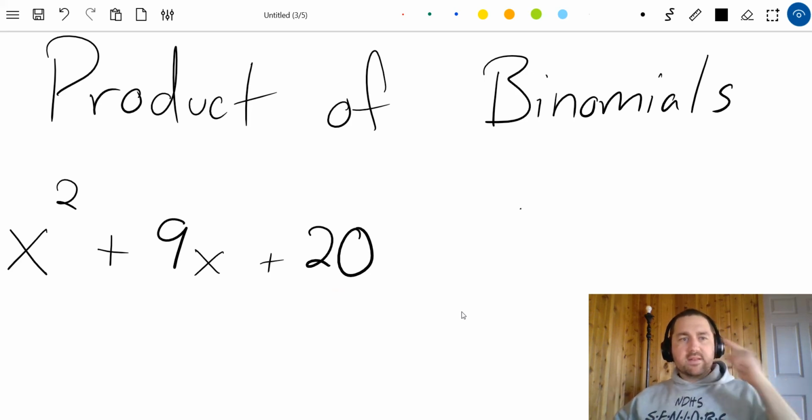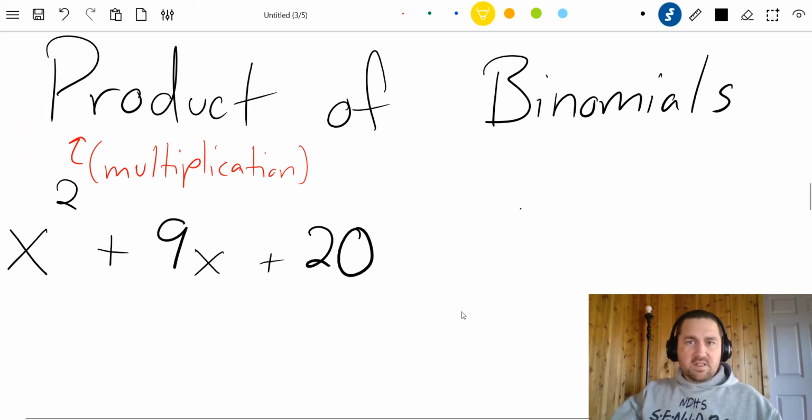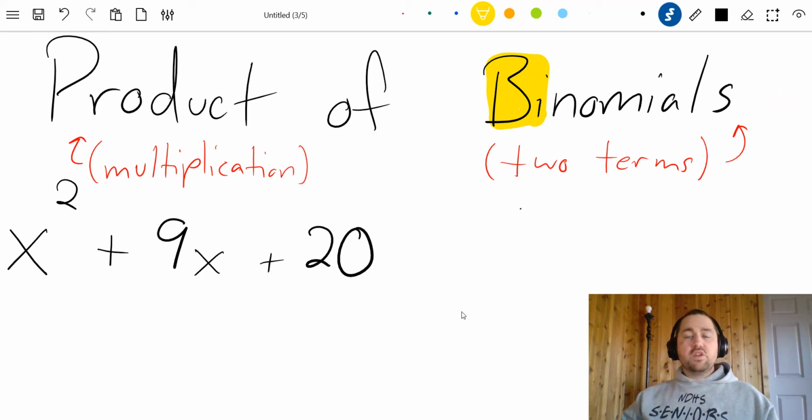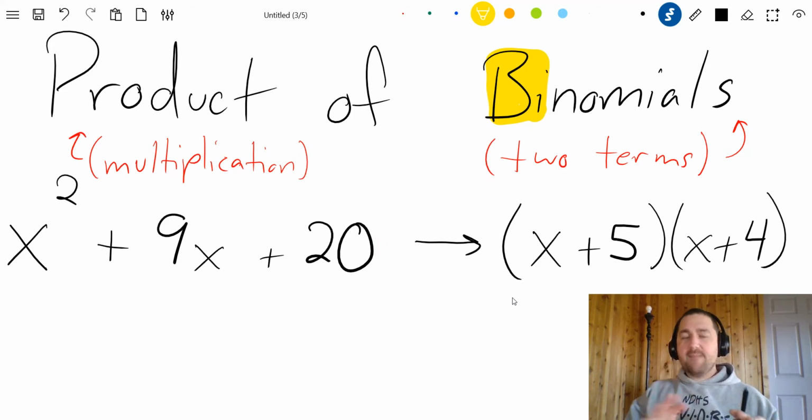Now, what does product of binomials mean? Well, product means multiplication, and binomials, right? This bi part at the start of it means two. And so a binomial is actually an expression that has two terms. And so when you find a product of binomials, you find a multiplication of two factors that each have two terms. In this case, this expression, x squared plus 9x plus 20, would factor to x plus 5 times x plus 4.